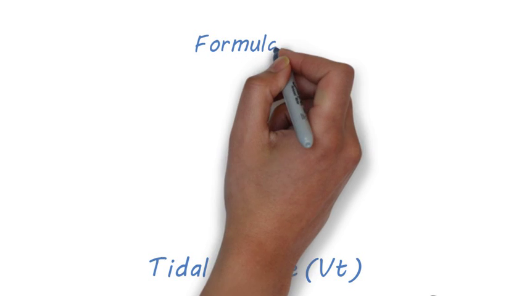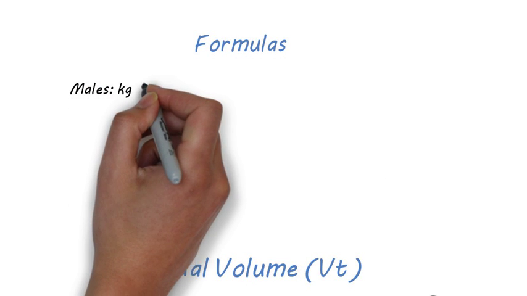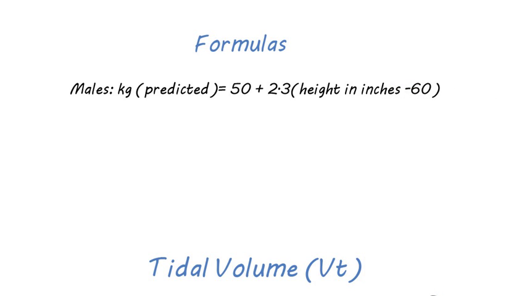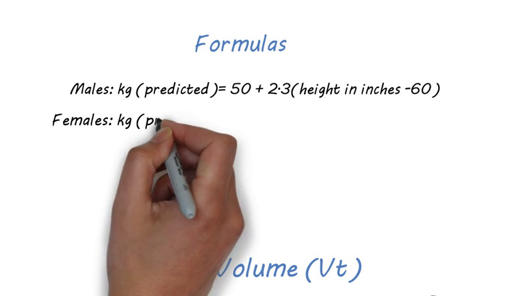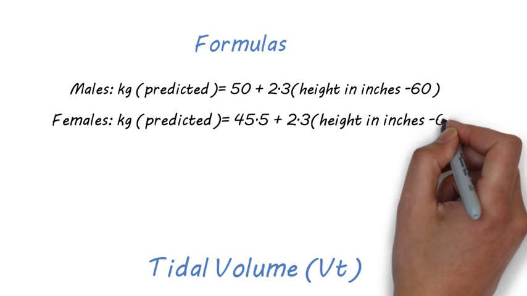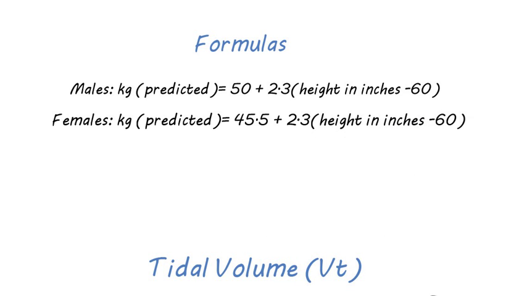The formulas for these estimations are, for males, predicted body weight in kilograms equals 50 plus 2.3 times height in inches minus 60. For females, it is predicted body weight in kilograms equals 45.5 plus 2.3 times height in inches minus 60. A good way to predict a patient's weight is to start with estimating.